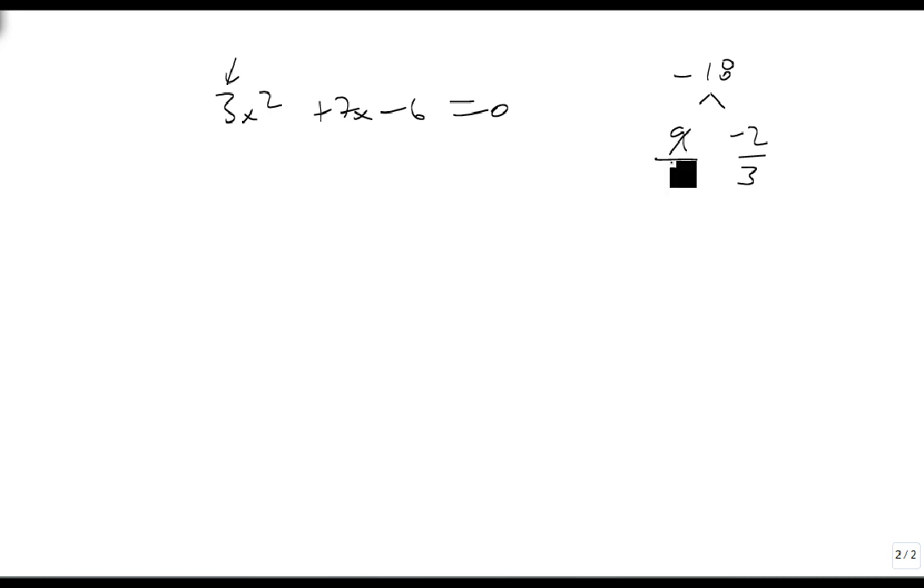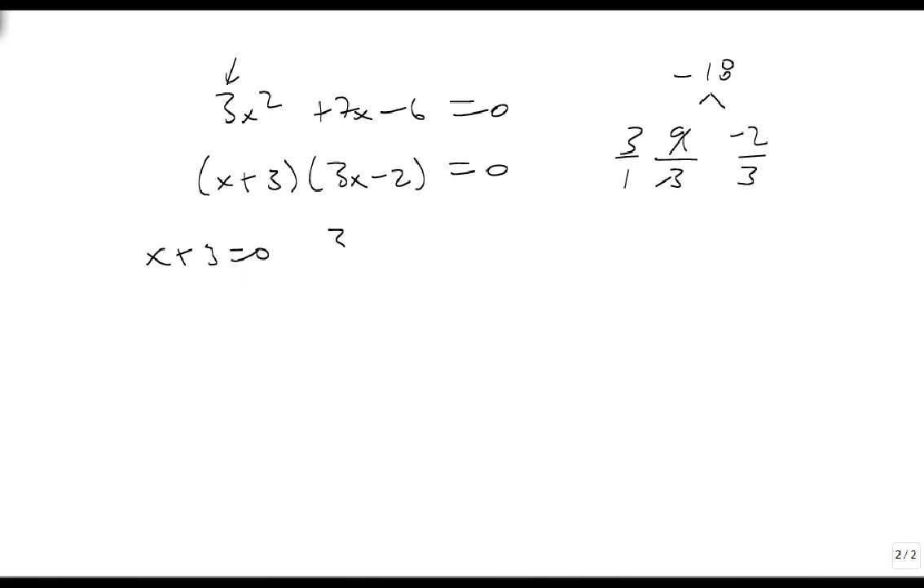Now I want to look at a couple more just to make sure that we understand how this works. Suppose I have 3x squared plus 7x minus 6. Here, 3 times minus 6 is minus 18. Factors of minus 18 that add to 7 are 9 and negative 2. Because this isn't a 1, we'll divide both of these by 3 and reduce our fractions. This gives me x plus 3 and 3x minus 2 equals 0. So x plus 3 equals 0, 3x minus 2 equals 0.